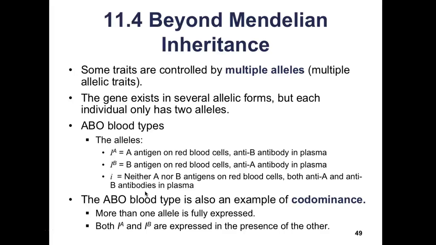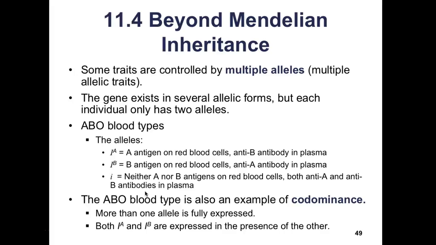A great example of this, again, would be blood typing, where the alleles are capital I capital A, capital I capital B, and lowercase i. IA is the A antigen on the red blood cells, with anti-B antibody in the plasma, and IB is the B antigen on red blood cells with an anti-A antibody in the plasma. And then i is neither A nor B antigens on the red blood cells, so both anti-A and anti-B antibodies in the plasma. The ABO blood types are an example of codominance.